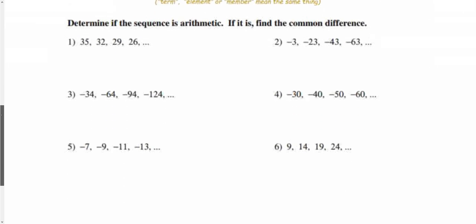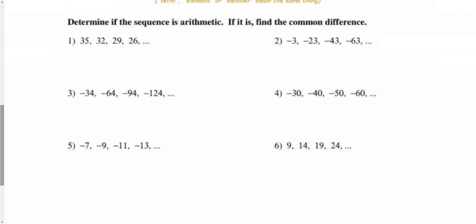So here's what we're going to do. First group of questions is just like your assignment. It says determine if it's arithmetic, and if it is, find the common difference. So take a look at number 1. Are these changing by the same amount every single time? How much are they changing by? It's a negative 3, right? So I go negative 3, negative 3, negative 3. Since it's the same all the way through, yes, D equals negative 3.